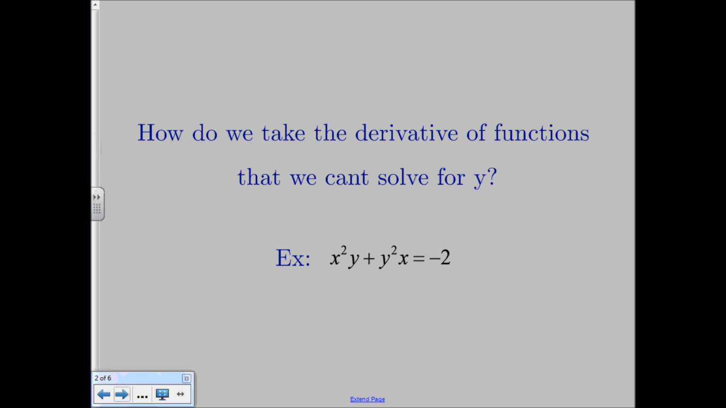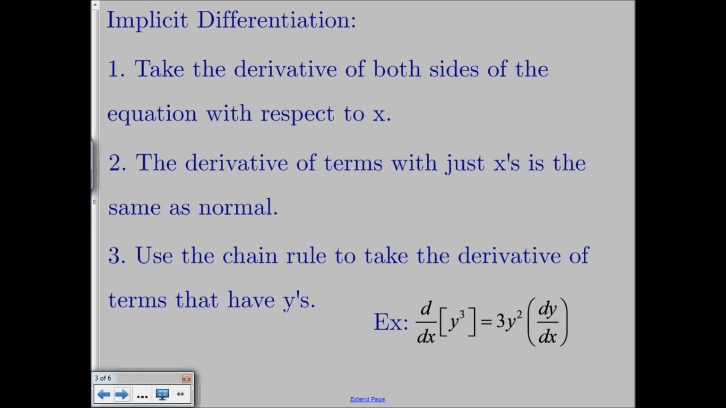So an example would be if you're given the function x squared y plus y squared x equals -2, and you want to know something about the rate of change of this function, or you want to be able to find a tangent line to it, you still need to take your derivative. How do you do that when you can't separate your y's and your x's from each other? So some things to know about implicit differentiation.